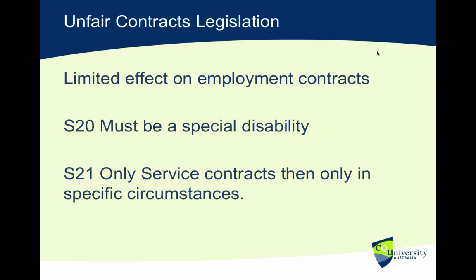Look, the textbook refers to unfair contracts legislation, but I don't know that it provides a lot of guidance for us. Only very limited effect on employment contracts. For example, Section 20, the person must be suffering under a very special disability before they can rely on that term. That was the one that dealt with unconscionable conduct. And by the way, these sections are the sections in the consumer legislation, not in the Fair Work Act. And Section 21 only dealt with service contracts and then only in very special circumstances. Look, have a look to round out the chapter, but as I said, not a lot of use in the employment contract sphere.